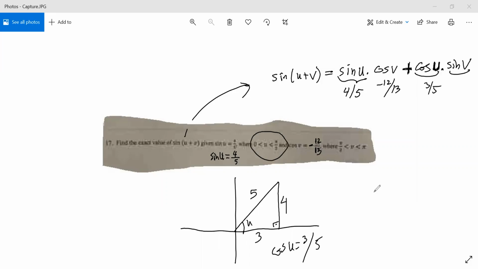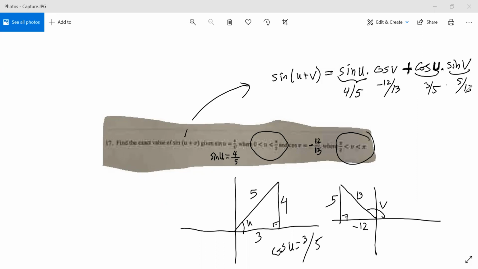And then we're going to need another triangle, but this one is in the second quadrant, right? Because between pi over 2 and pi means you're in the second quadrant. This is like a v here, and cosine is negative 12. This is 13, and this will be 5 by the Pythagorean theorem. And sine of v will be opposite over hypotenuse, so that's positive 5 over 13, right?